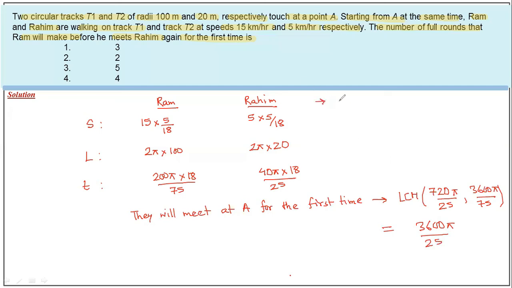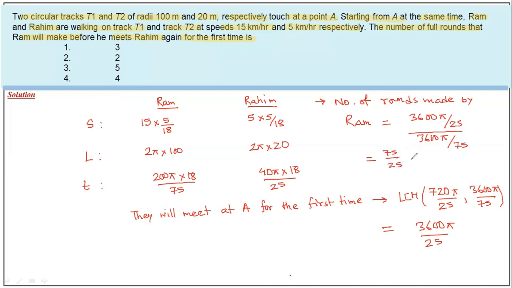So the number of rounds made by Ram would be equal to 3600 pi by 25 divided by 3600 pi by 75, which is equal to 75 by 25 equal to 3. Option 1.